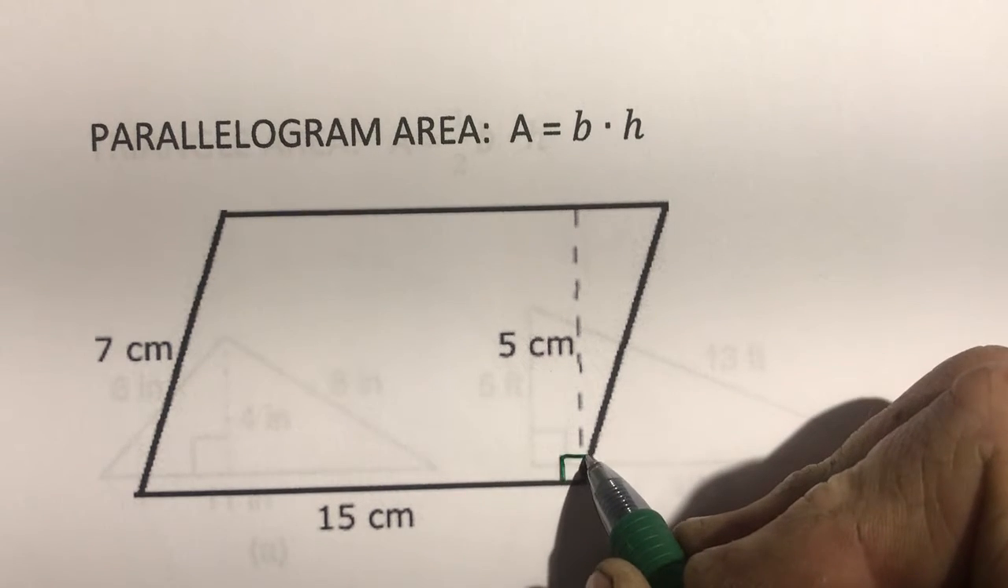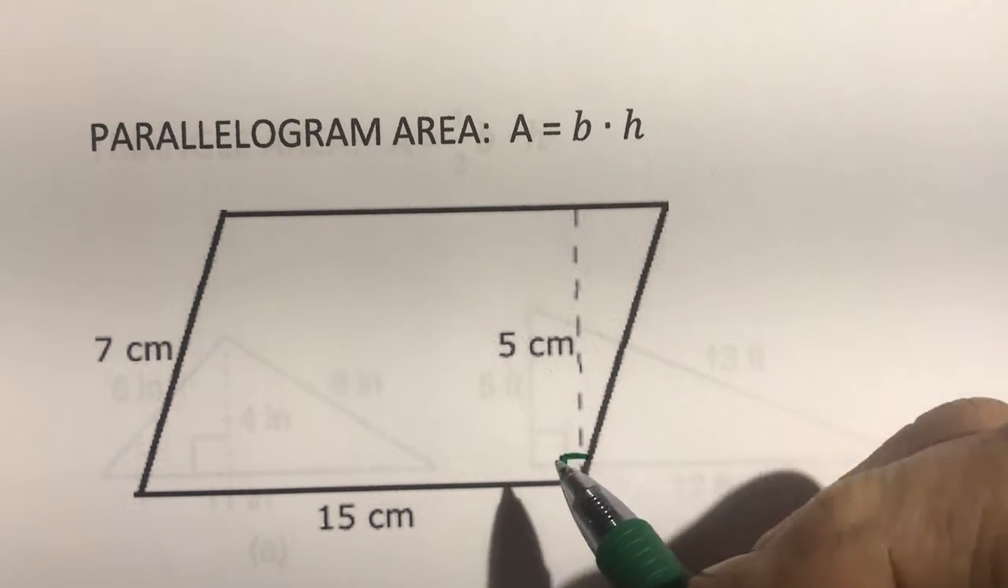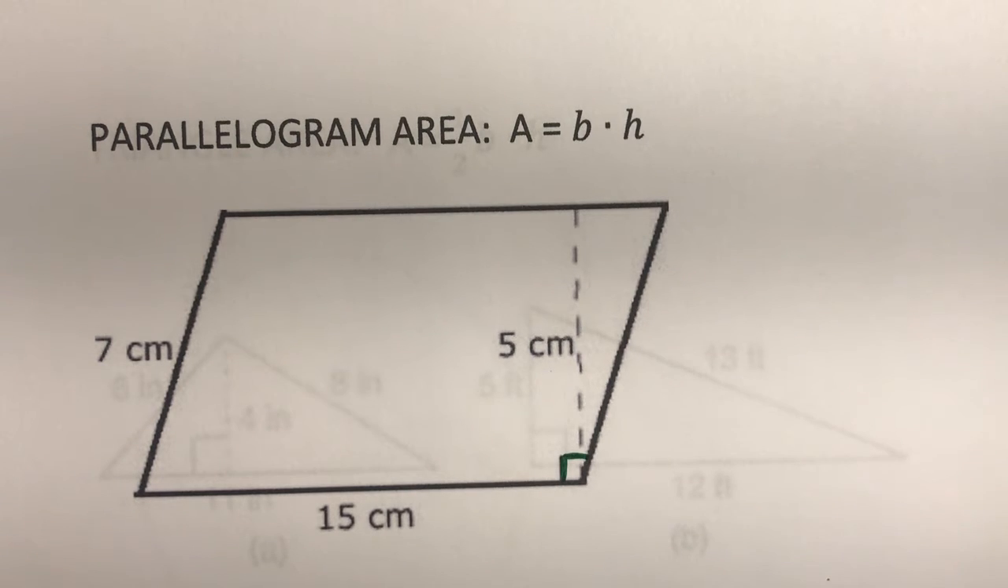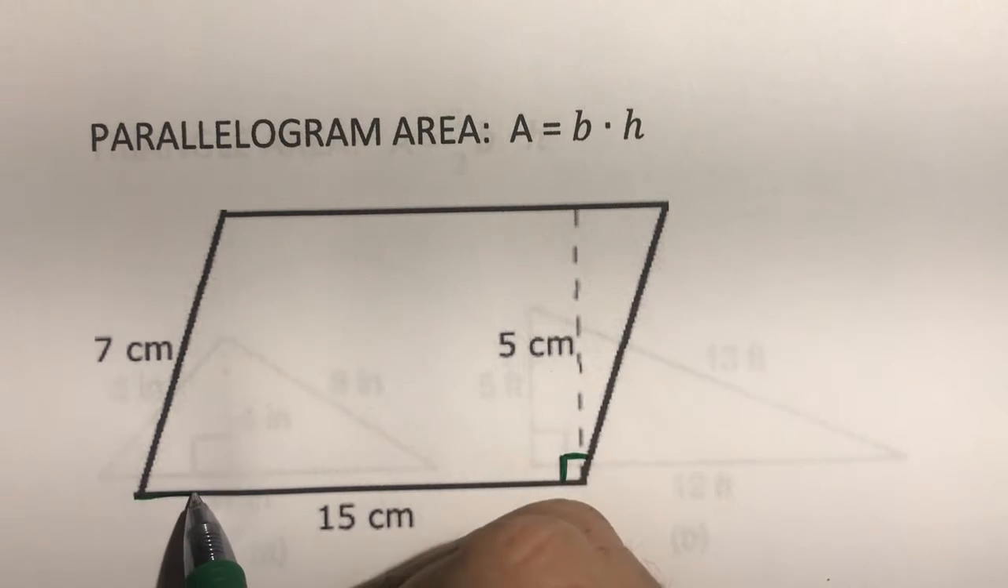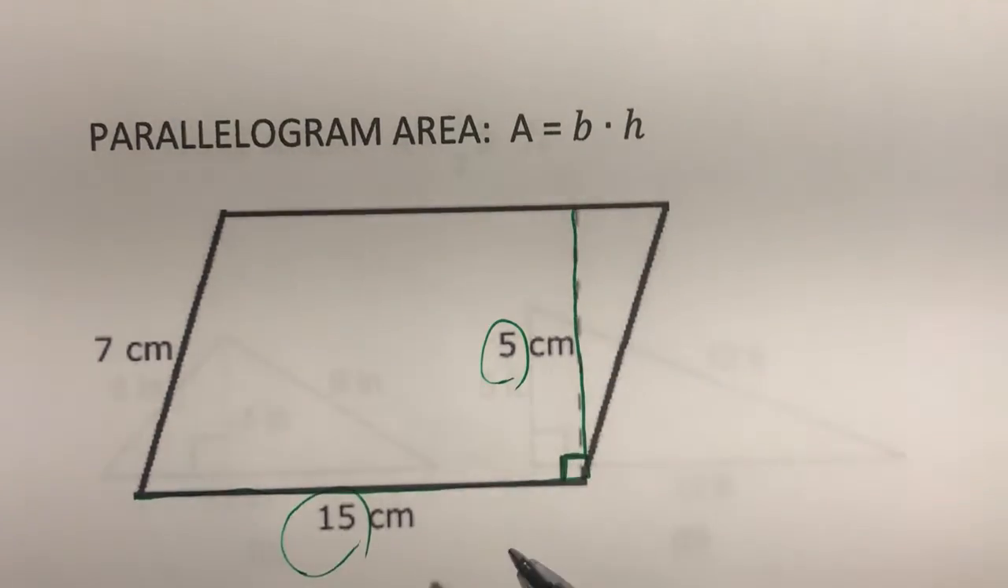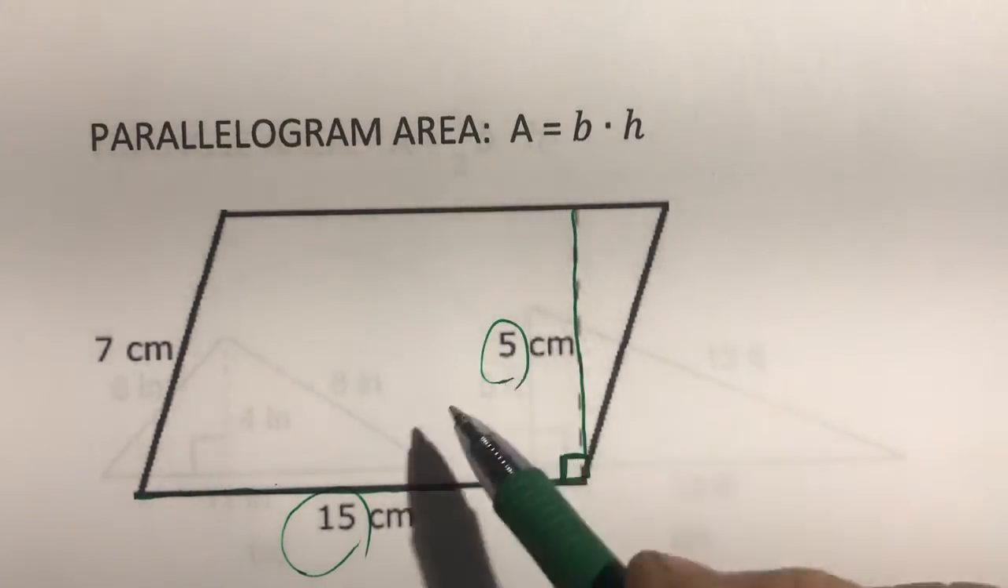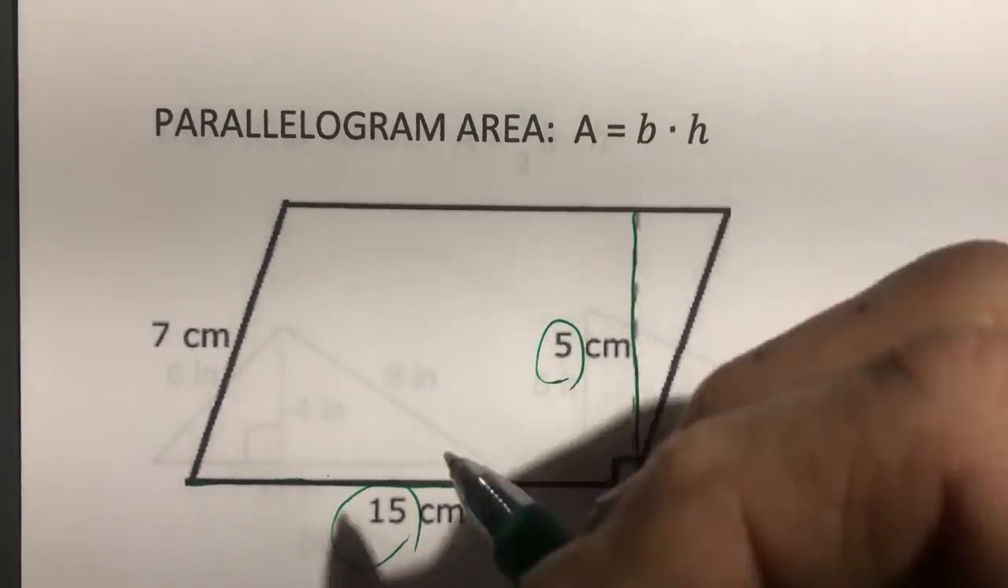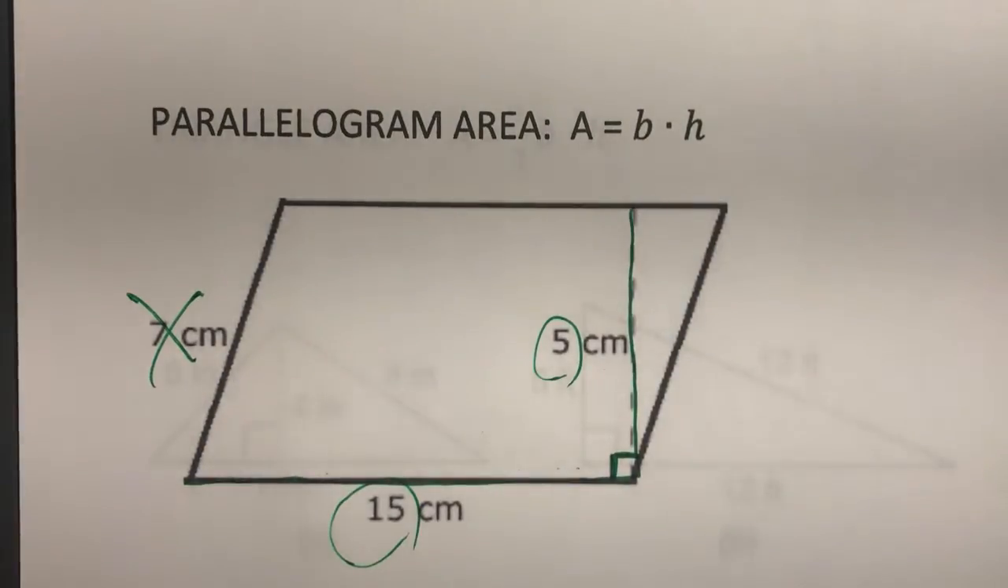Right here, this right angle. The 2 dimensions that form the right angle are your base and your height. So like right here is this one, and here's this one here. These are the 2 that form it, this is my base and my height. They're the ones that form the right angle. This 7, we're not going to use it.